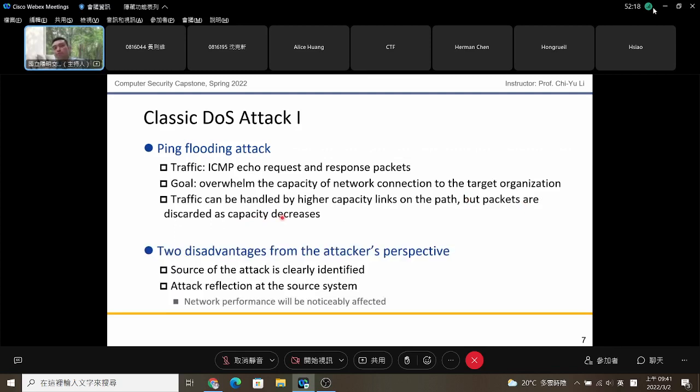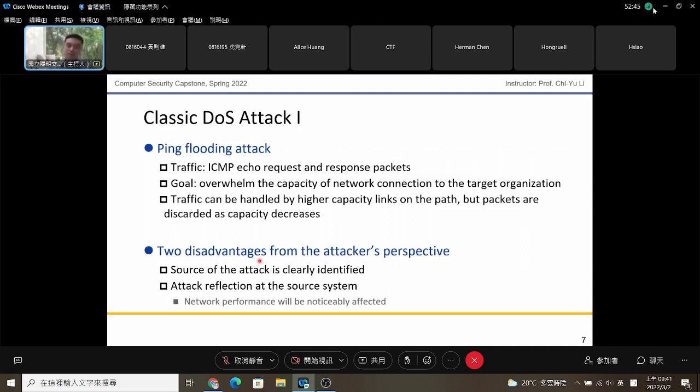So if we want to use ping, for example, we try to ping the target machine from our machine, then there are two disadvantages from the attacker's perspective. The first is that the source of the attack is clearly identified, because we just use ping. The target machine can easily trace back to the attacker based on the source IP address. So this is the first disadvantage.